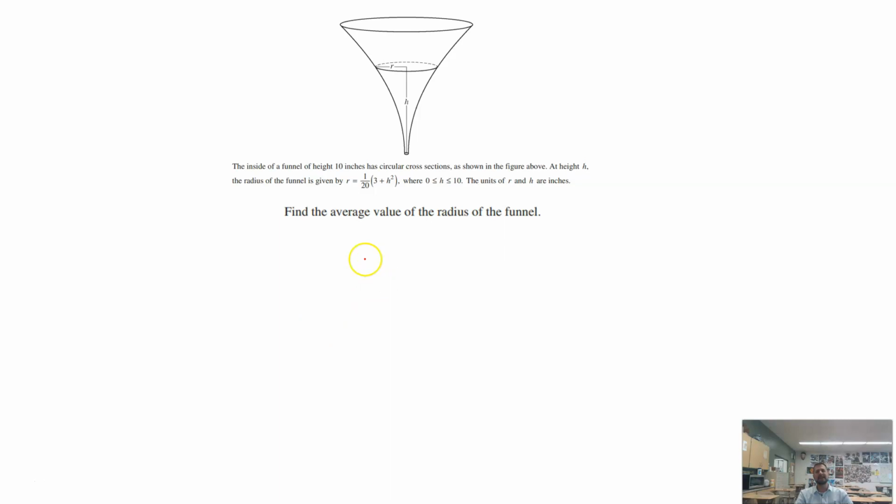Okay, so it says find the average value of the radius. Well, in order to find the average value of the radius, we have to do the integral from a to b, so that's from 0 to 10, of that particular function. So I've got 3 plus h squared. And then I'm going to divide by how long it took, and that gives me my average. And I've got dh on the end. Well, again, with a calculator, this is really easy. But without a calculator, unfortunately, we're going to have to do a little bit more work.